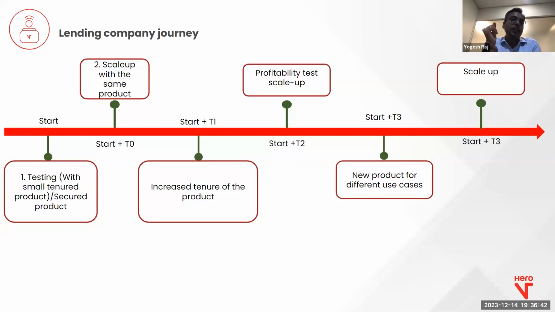Once that is done, then obviously they scale up to more customers and see how their business plan and strategies are working. Once these parts are set, probably as a company, you will also get more money from different kinds of investors. People will start trusting you. Then you can start testing the same product with higher tenure. Meaning previously you were probably giving loans for only 1 month or 2 months or 3 months. Now probably you want to give customers loans for 3 years to 5 years, 10 years, something of that sort.